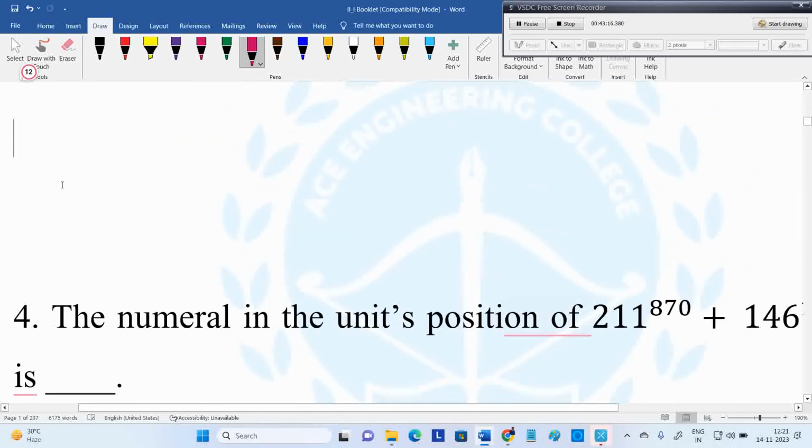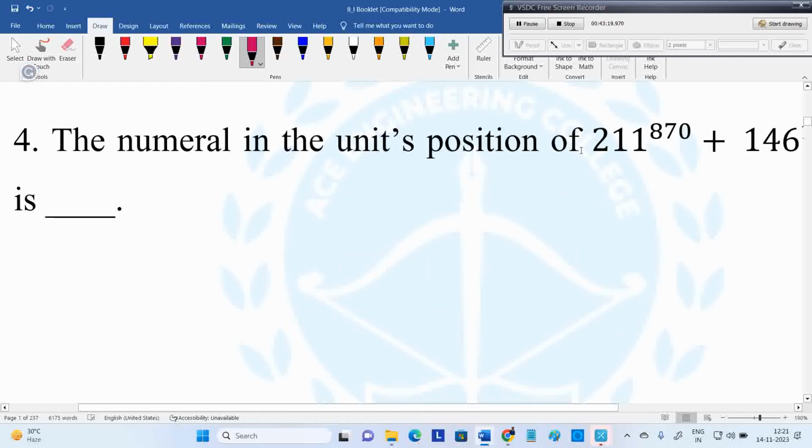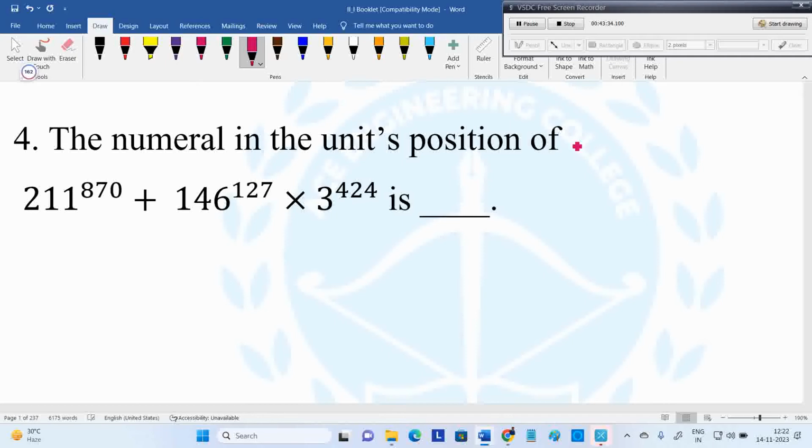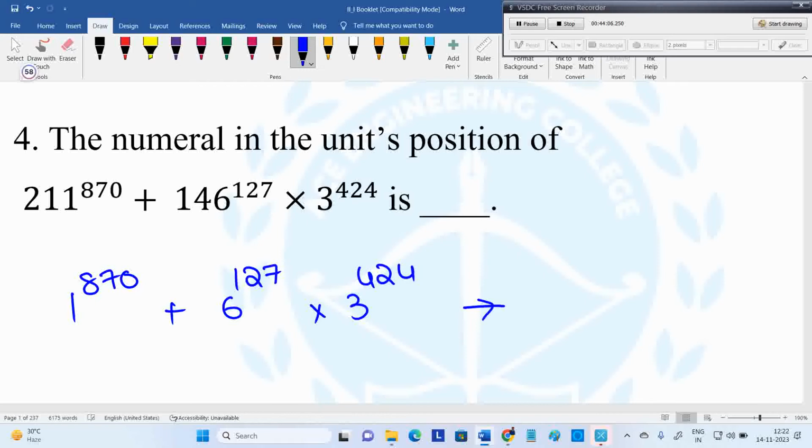Now let's see this fourth question here. Sorry, 211 power 870, 146 power 127, 3 power 424. Check this. Units place only they are asking. First, what do we have to write? 1 power 870. This question is a combination of addition and multiplication. Next, this is 6 power 127. This is 3 power 424. 1 power anything is anyhow 1 only.